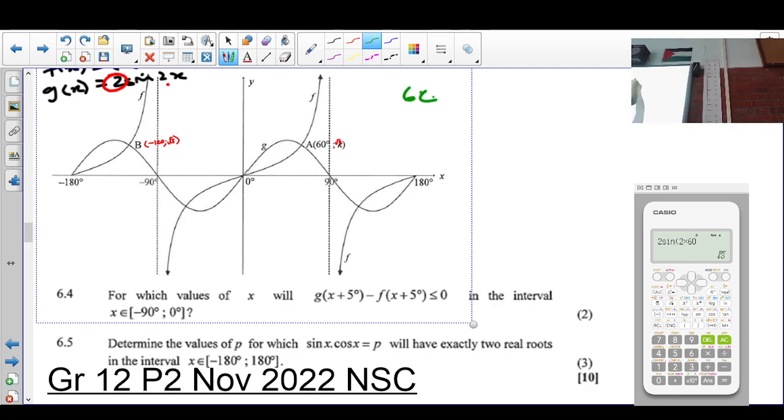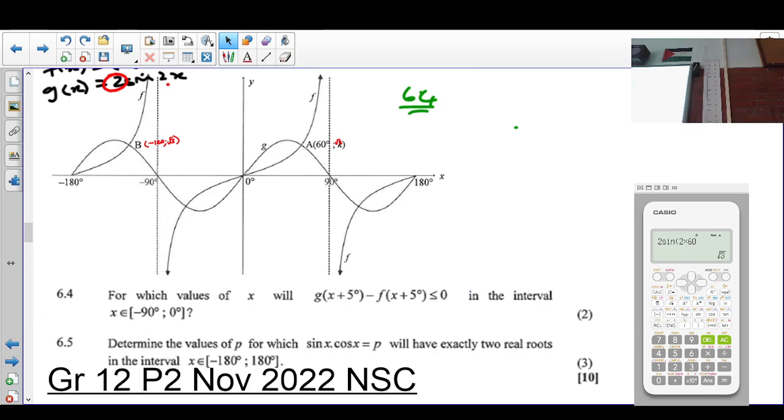So the first thing I do is put the box away. What I do is I say, okay, take that over the equal sign and drop the 5 for now, the shift of 5. And that means to say that we have g of x is less than or equal to f of x. So let's look at where that is the case from negative 90 to 0. That's all I'm looking for. Where is f on top? Where is g at the bottom?